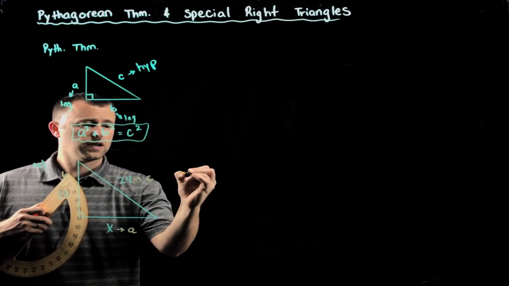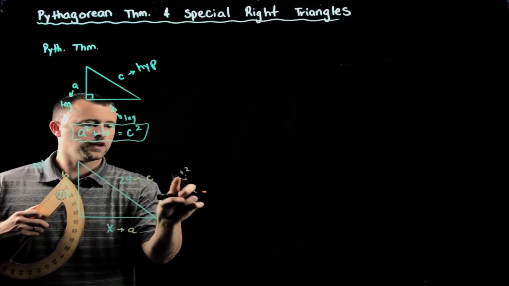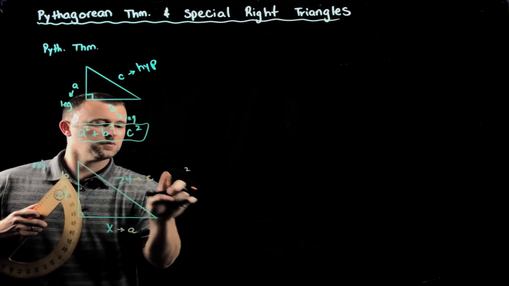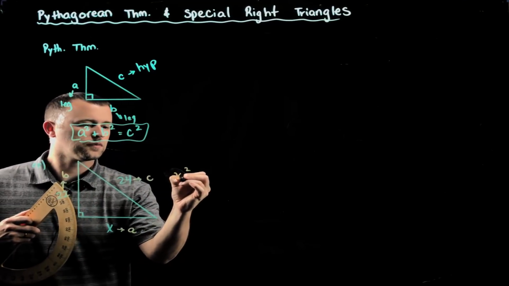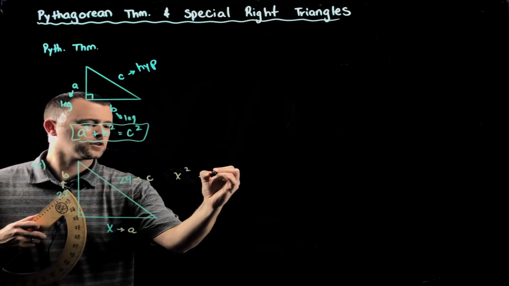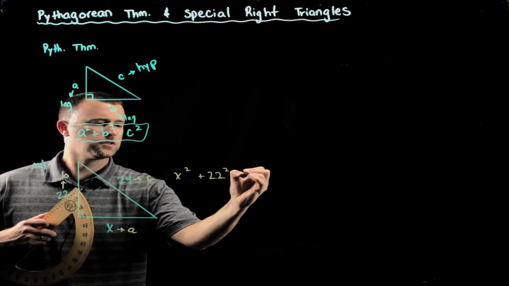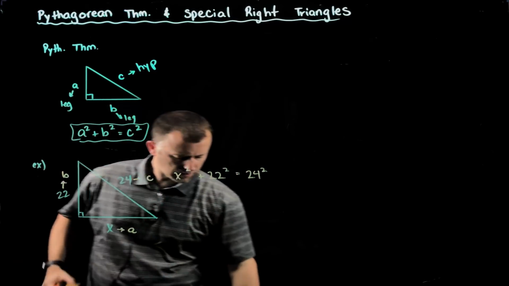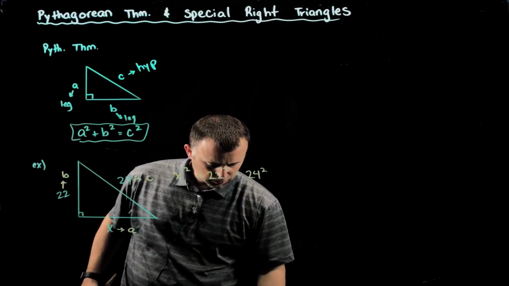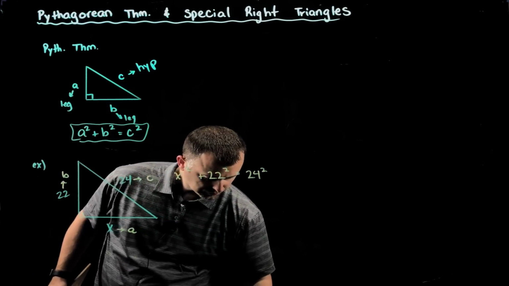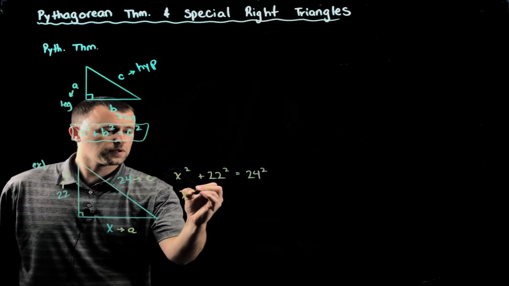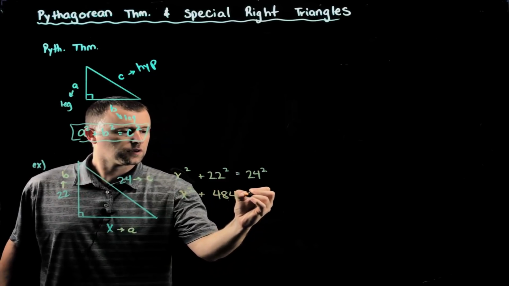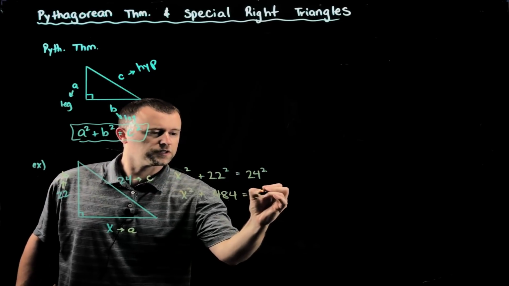So here we're going to just go A squared. Actually, I'm going to call that X squared, so don't mind my messy board here. This is going to be X squared plus B squared, which is 22 squared, equals C squared, which is 24 squared. So in these, obviously, we may use a calculator if we have to multiply that out. So 24 squared and 22 squared, we're going to get X squared plus 484 equals 24 squared, which is 576.